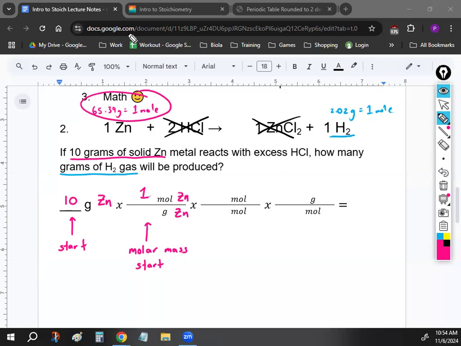All right, so that is the first fraction. All we're doing is putting in the molar mass of the starting chemical. Everybody good with that? Okay, let's move on to the second fraction. Now, for the second fraction, we're going to get the numbers. It's kind of a combination of the two. We're going to find the numbers from the balanced equation.